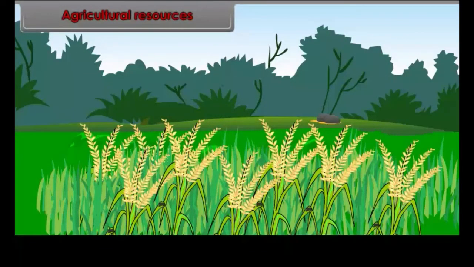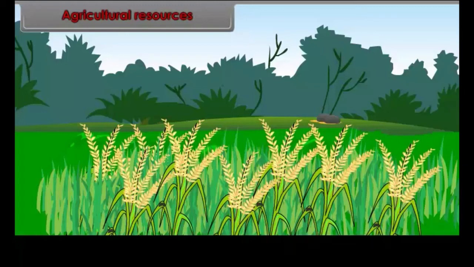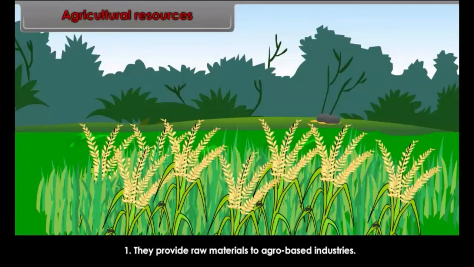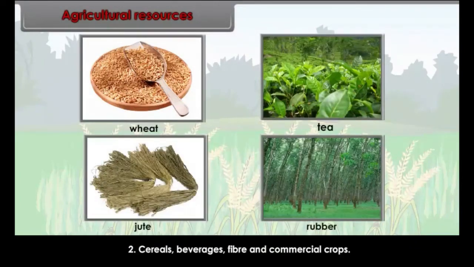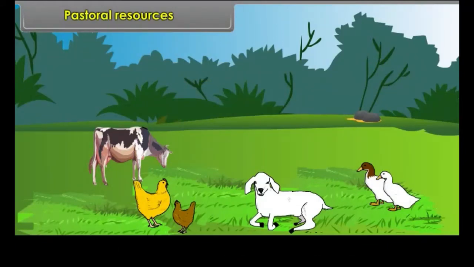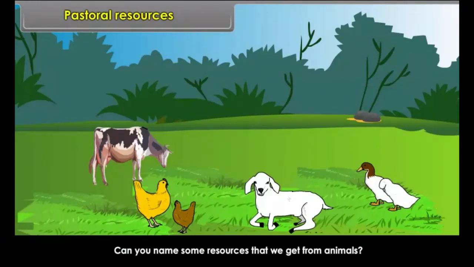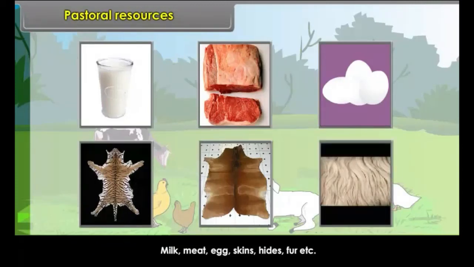Agricultural resources. The resources which we derive from agriculture are agricultural resources. Do you know the types of resources provided by agriculture? They provide raw materials to agro-based industries. Cereals, beverages, fiber and commercial crops. Agriculture provides us with food, clothing and shelter. Pastoral resources. Another classification of resources is pastoral resources. The resources which we get from animals are pastoral resources. Can you name some resources that we get from animals? Milk, meat, egg, skins, hides, fur, etc.